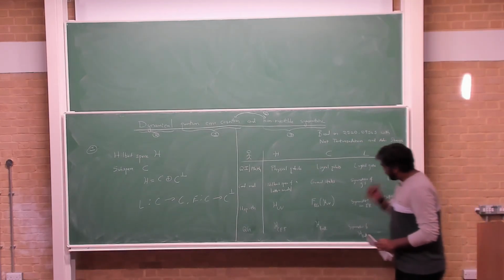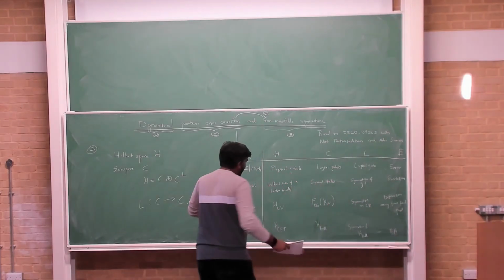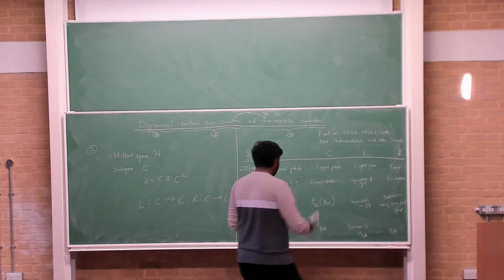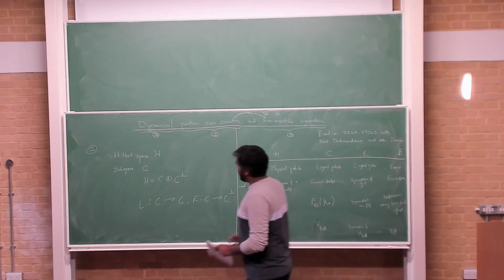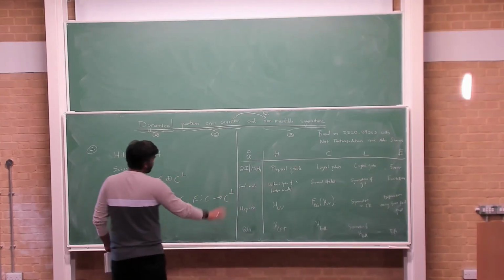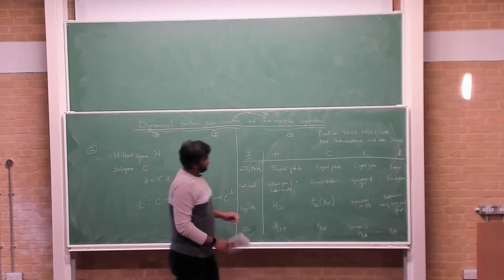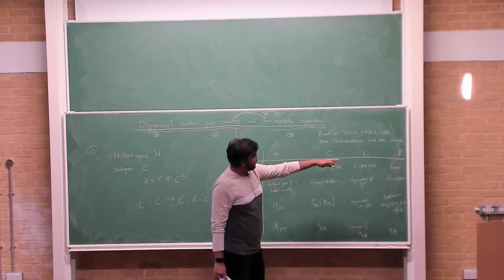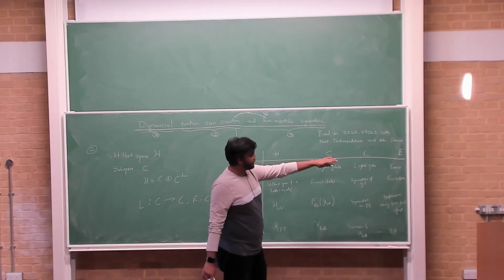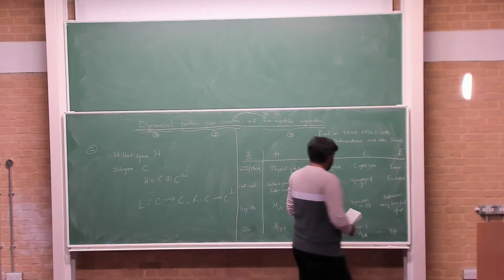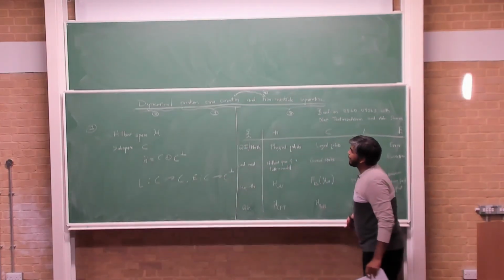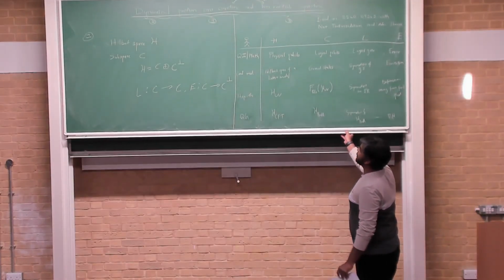Okay, so this is just to make contact with people in the audience doing different things, but really, this is the main structure, and the main ingredients will be the C, L, and E maps. So choice of a subspace and this L and E. Okay, I'll keep this here.